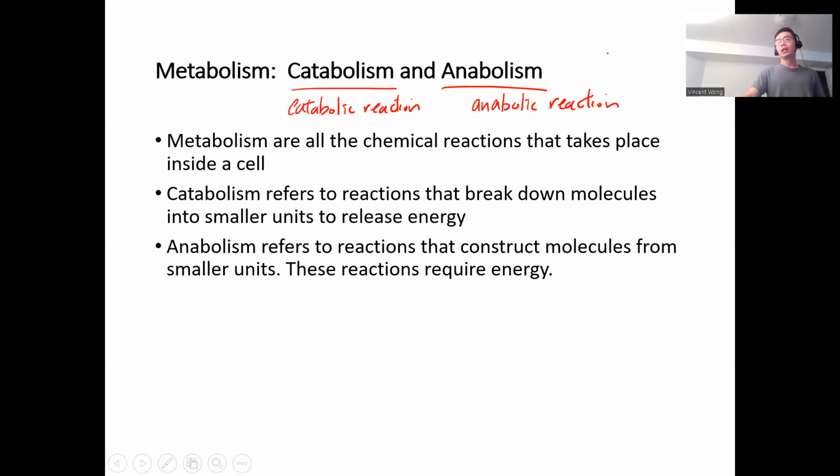Okay. So catabolism, the word kata is the same root word as catastrophe. In a catastrophe, everything breaks down, right? So that's what happens in catabolic reactions. You are trying to break down molecules into smaller units. That's something that we talked about in lecture 2 already. We have macromolecules. We can use hydrolysis to break them down into monomers.